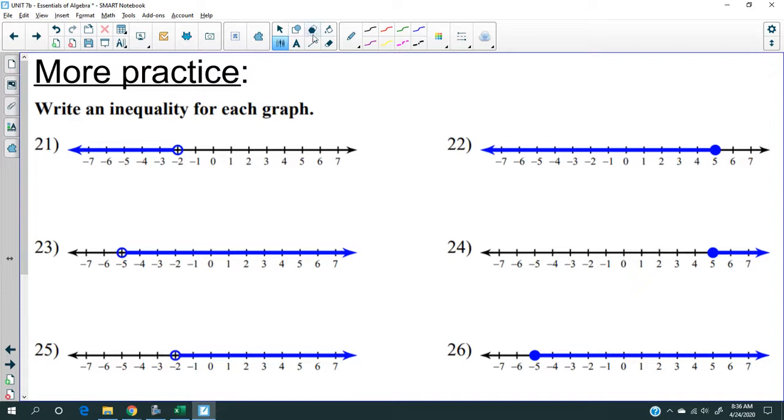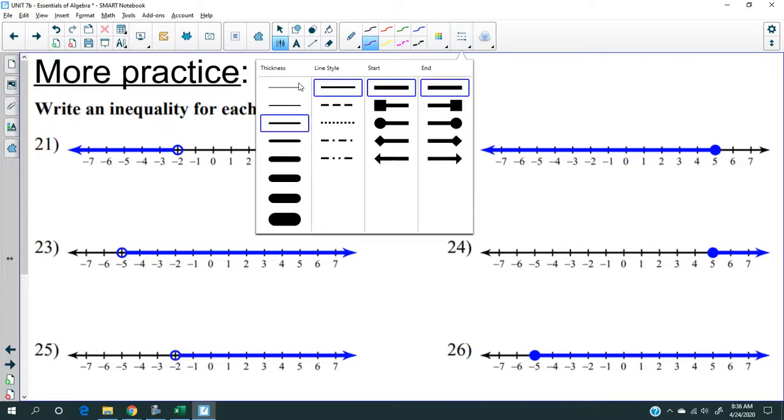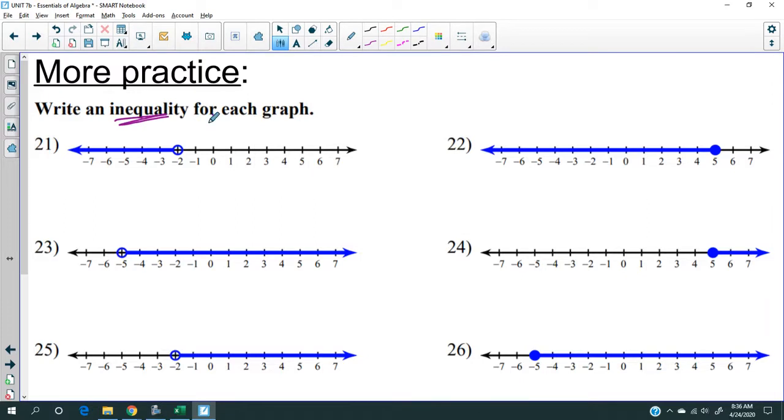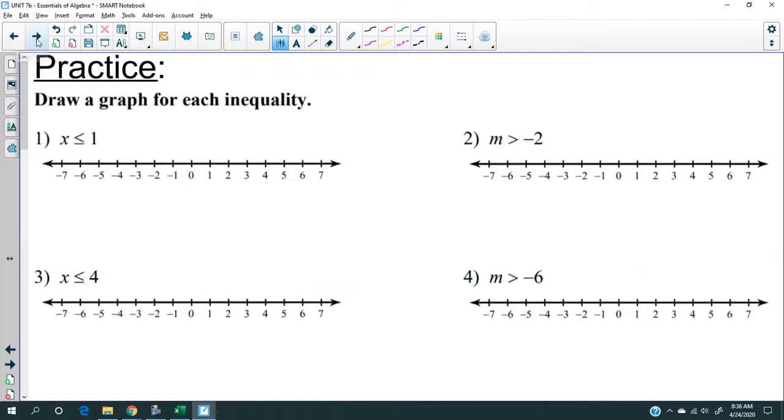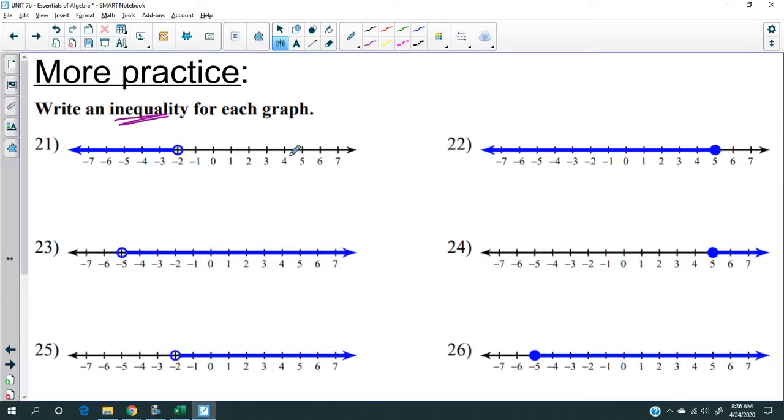Now we're going to do the exact opposite. I'm going to show you the graph, and I want you to write down the inequality for the graph. Okay, so we're flipping it around. In the last part, I gave you these, you graph it. Now I give you the graph, you tell me what the inequality is. Okay, so let's do 2 together.